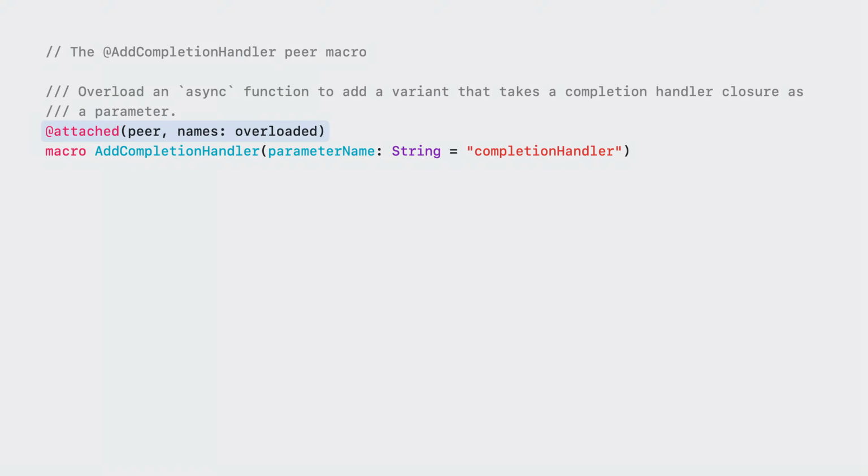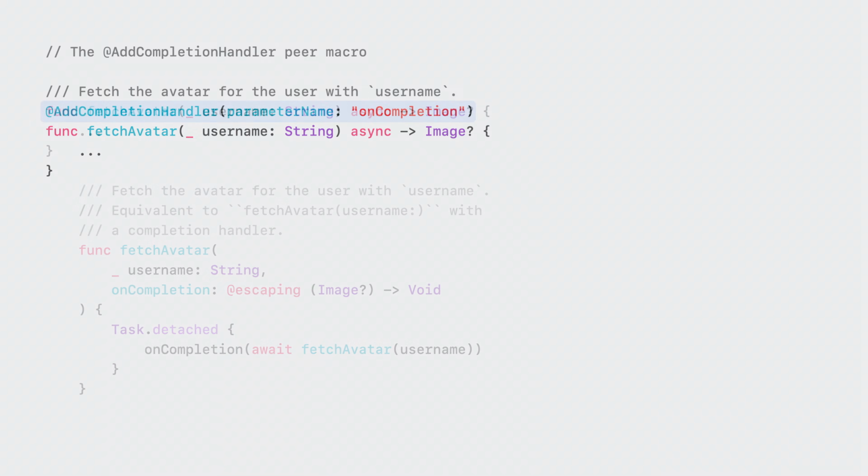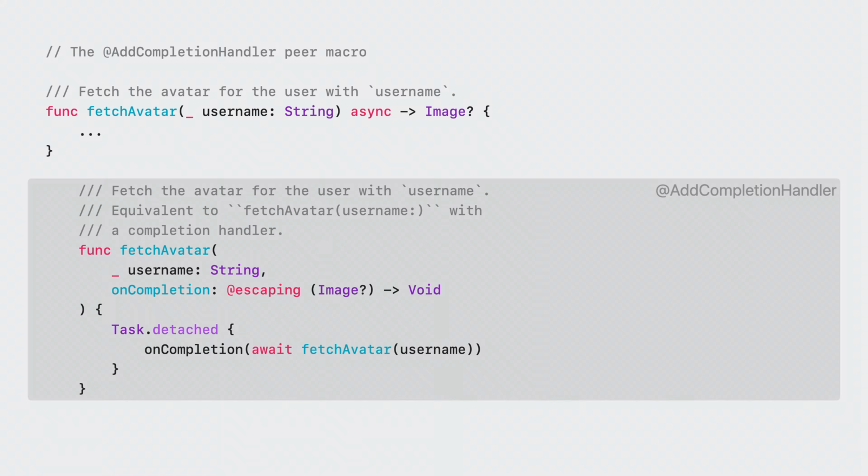That's a great job for an attached peer macro. We'll declare one called addCompletionHandler, and give it a parameter for the completion handler's argument label, and then attach that macro to the async version of the method. The macro will create a completion handler-based signature equivalent to the original, write the method body, and even attach a documentation comment with extra text for the completion handler. Pretty cool.